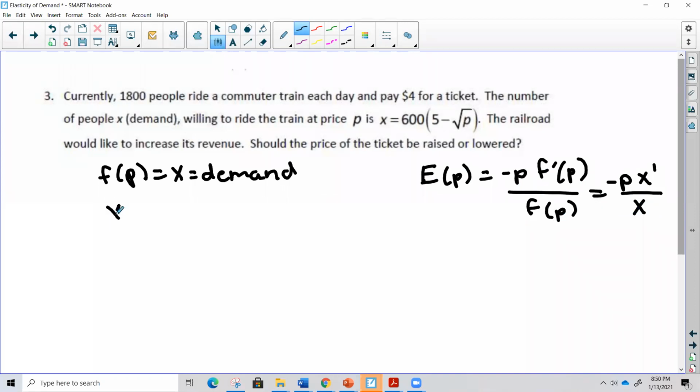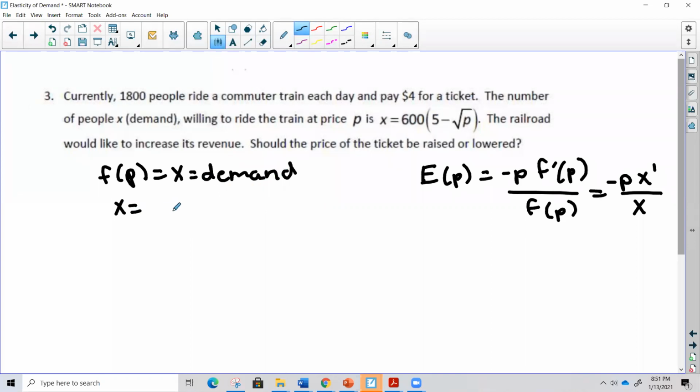So we need the derivative of our demand function of X. So in this case, I guess before we actually take the derivative, to make it a little bit easier and not have to use product rule, I'm going to distribute the 600. So if you don't distribute the 600, then you have to use product rule because you're multiplying two functions. But in order to make it a little bit easier and faster, I would distribute the 600.